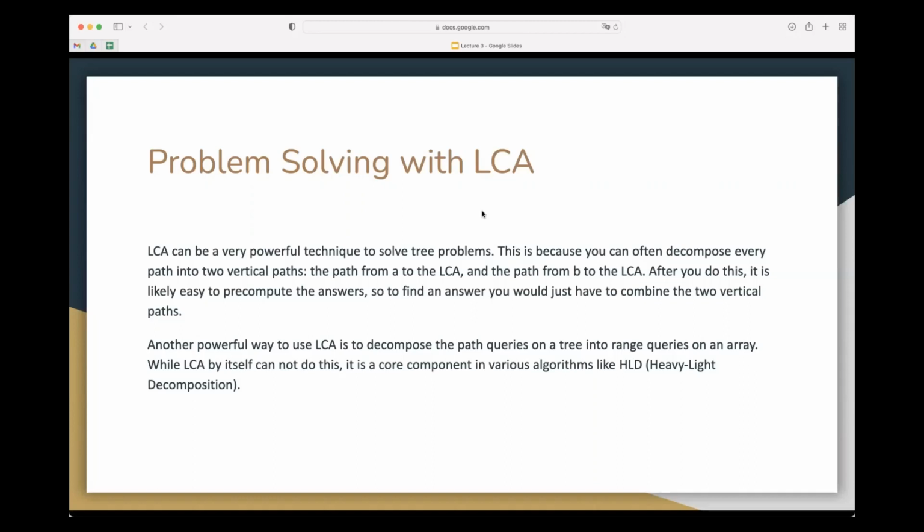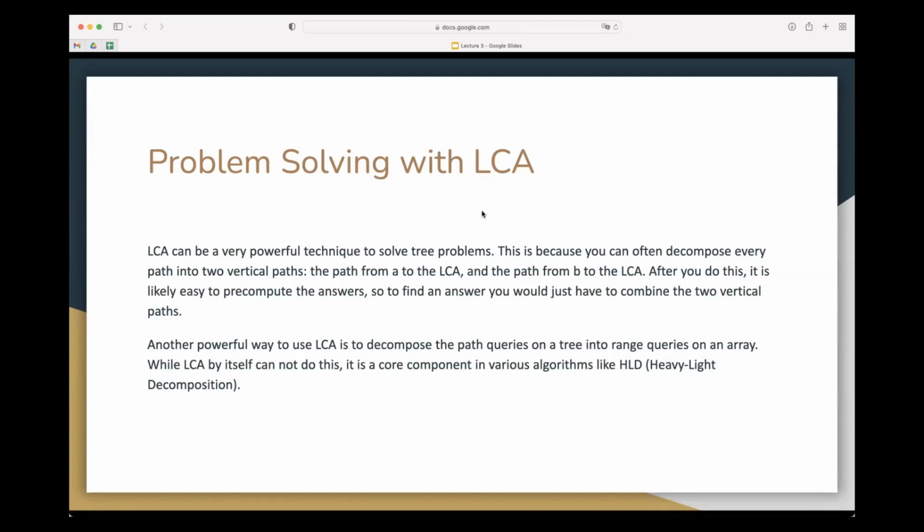Another thing you might think is, what about path updates? Path updates also become really easy because you can split them into 2 vertical paths. Vertical paths are a lot easier to deal with than normal paths. So this is a very powerful way to solve tree problems.